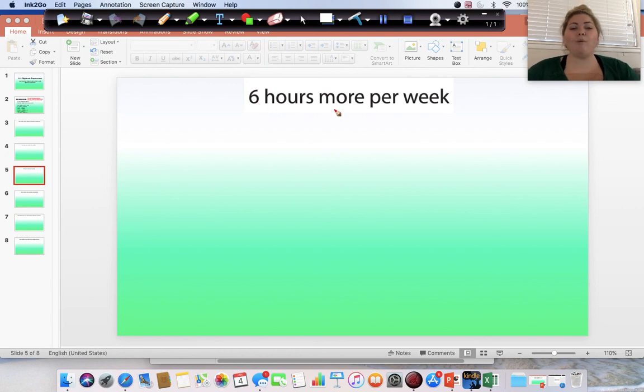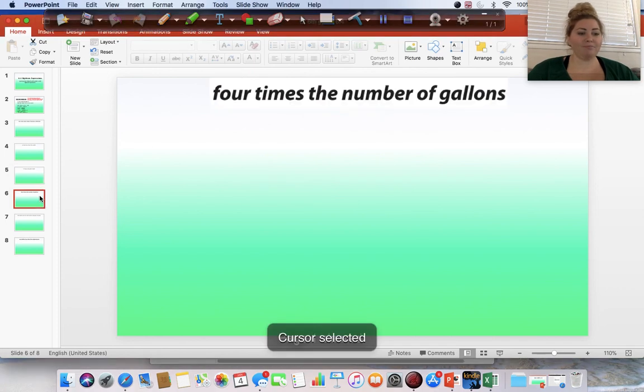Okay, 6 hours more per week. The more per, okay, means that we are trying to get 6 hours more each week we do this, and we don't know how many weeks we're doing it, okay? So the 6 is going to come first. We are multiplying this, and we don't know how many weeks we're doing this, so we are just going to put W for week, or you can put X, whatever you want, okay? So 6 hours more per week, 6 times the number of weeks. Sorry, that was my fault. I did not read correctly.